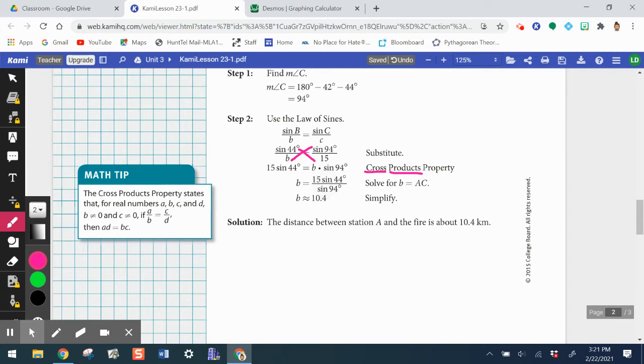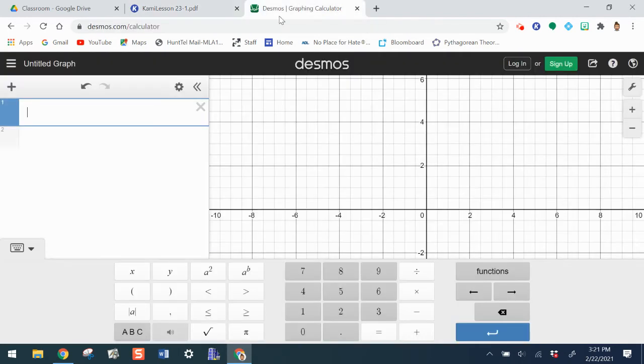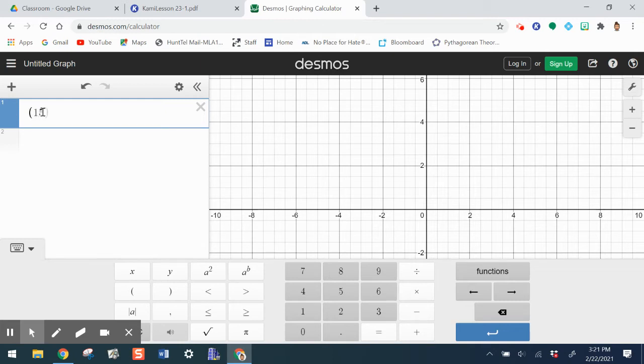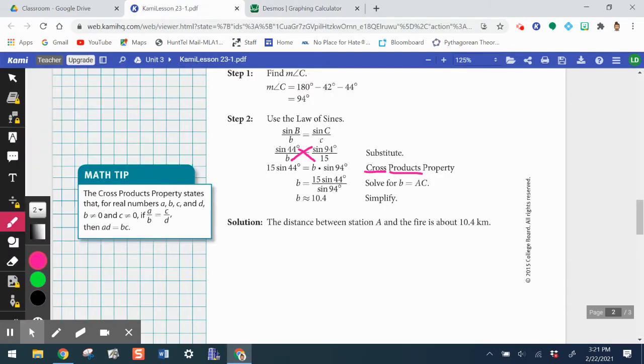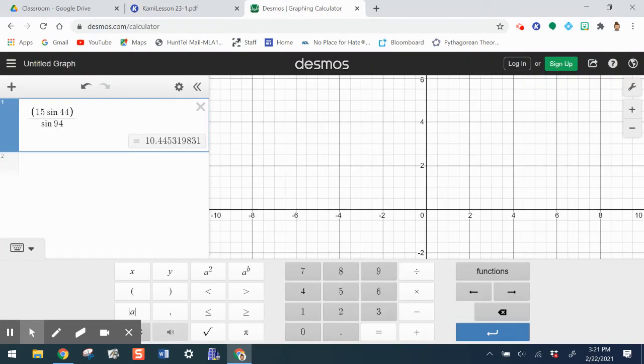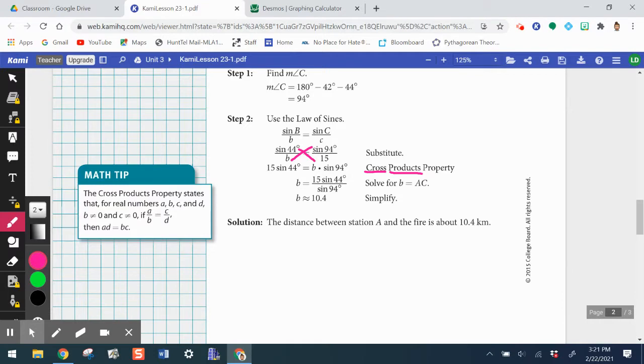And then they actually used a graphing calculator to evaluate this ratio. So I'm going to show you how to do that. Recall to memory how to do that. So 15 times the sine of 44 over the sine of 94. So over on Desmos, I'm going to start by doing some parentheses just to make sure it does this multiplication first. So I believe it was 15 times the sine of 44. I'm going to close parentheses and put this all over the sine of 94, which, if I'm not mistaken, they tell us to round to the nearest tenth. And so we learned that the distance from tower A to the fire is 10.4 kilometers.